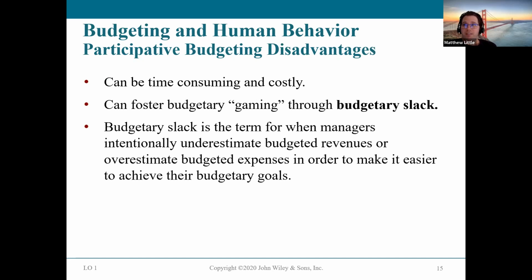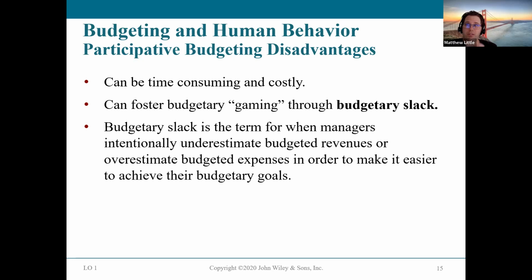Now, one of the couple downfalls is it can take a lot of time and be super costly because you're using a lot of people's time if you have a full participatory budget process. So if you include, say, all of your management and you have 100 managers and you have 5,000 employees, I don't know whatever that might be, it could take a lot of time to get all those people together, consolidate all the information. So it can be considered a significant disadvantage.